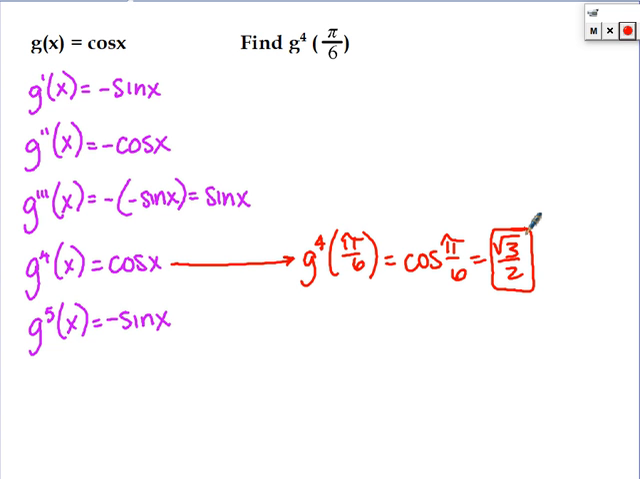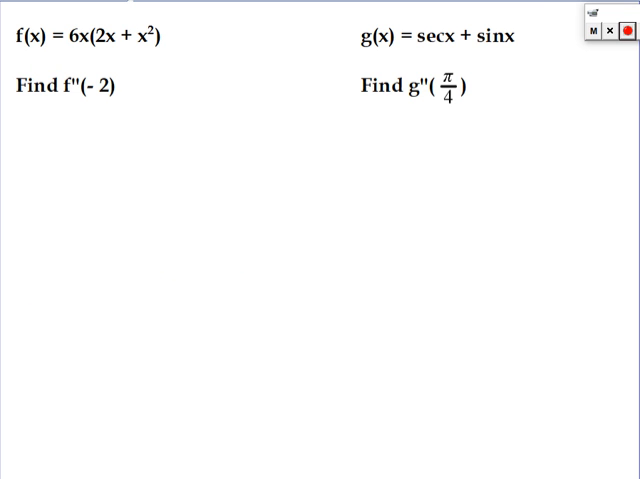you have to find f double prime of negative 2 and g double prime of pi over 4. Okay, so I want you to find the second derivatives of both, then plug in that value and see what you get. I will tell you the trig one is a little bit tricky. Let's see if you can figure it out. Don't forget that the derivative of secant is secant tangent. We talked about that in class yesterday. So just remember that when you are doing this. But see if you can figure these two out. Pause the video, and then we'll see how you did.